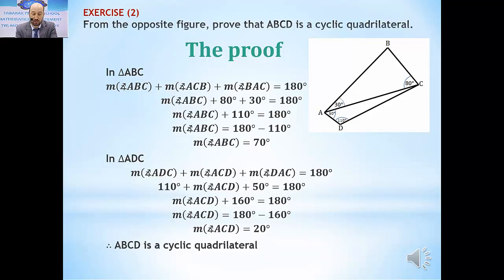Now ABCD is a cyclic quadrilateral. Why? Here we have angle B equals 70 and angle D equals 110. So 110 plus 70 equals 180.